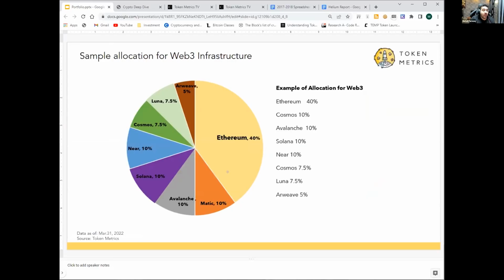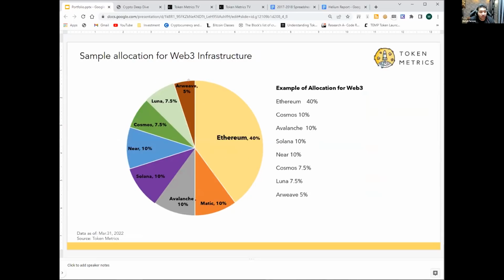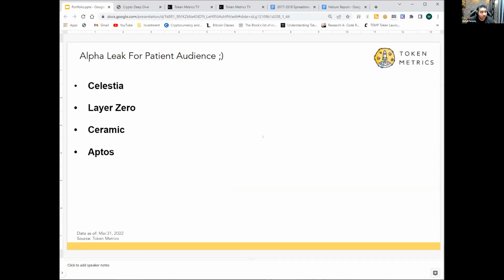So the way I would allocate within Web3 infrastructure, let's say out of that 70%, 40% of my allocation would be in Ethereum, 10% to Cosmos, 10% to Avalanche, 10% to Solana, 10% to Near, 7.5% to Cosmos, Luna, and Arweave. So those who are patient with me, you can potentially use this as an allocation or a guiding star to make your first Web3 infrastructure portfolio.